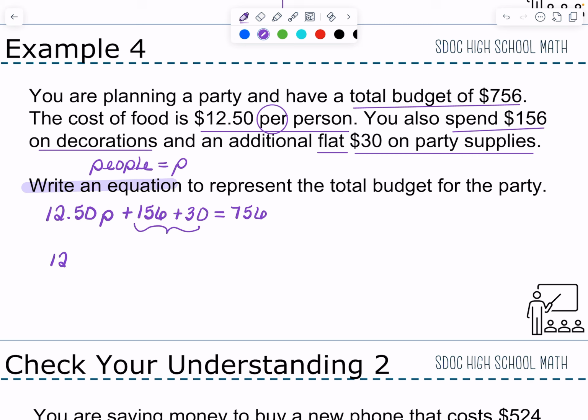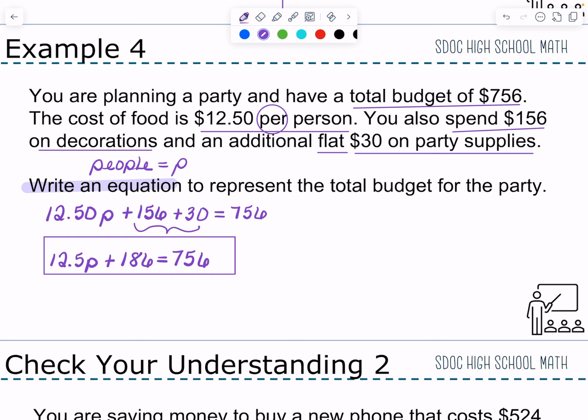So I have 12.5p plus 186 is equal to 756. Okay. That's one way to write it. I'm not saying that's the only way, but that is definitely one way that we're going to consider here.